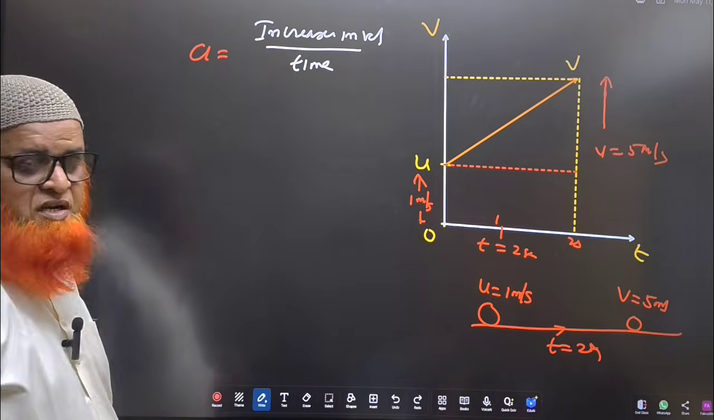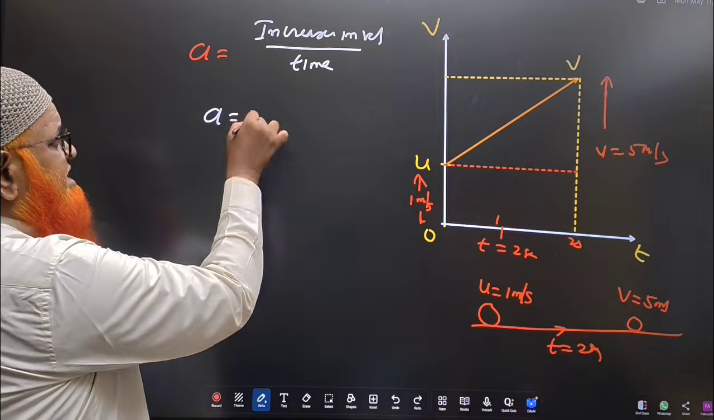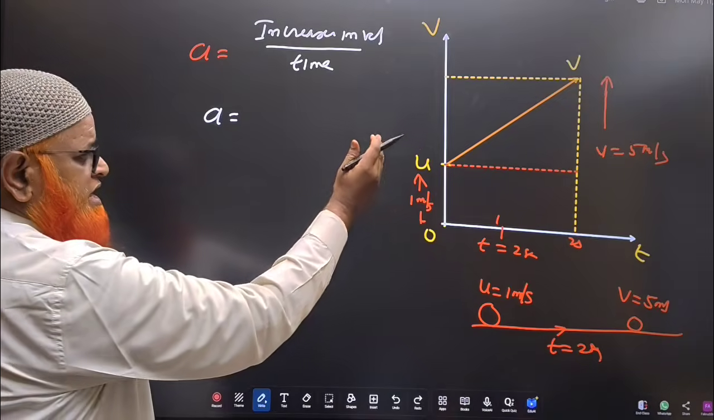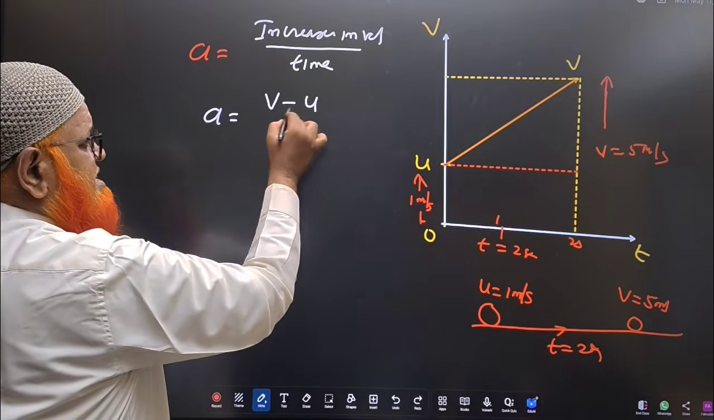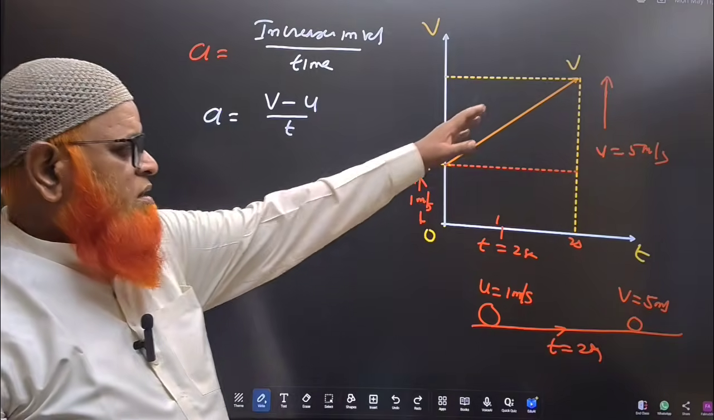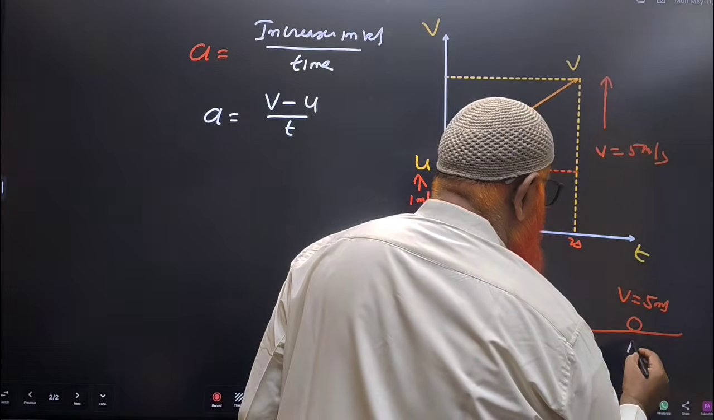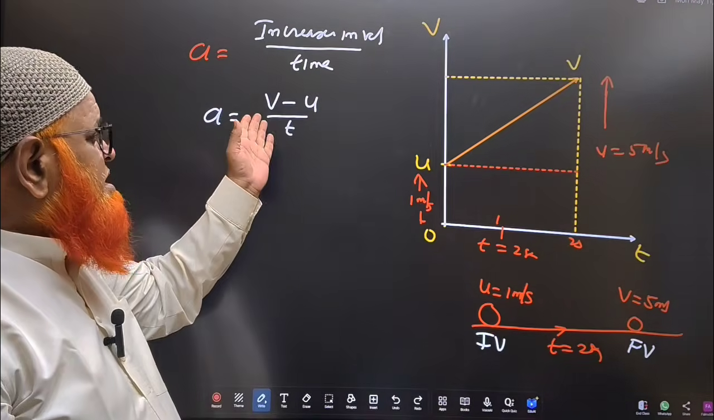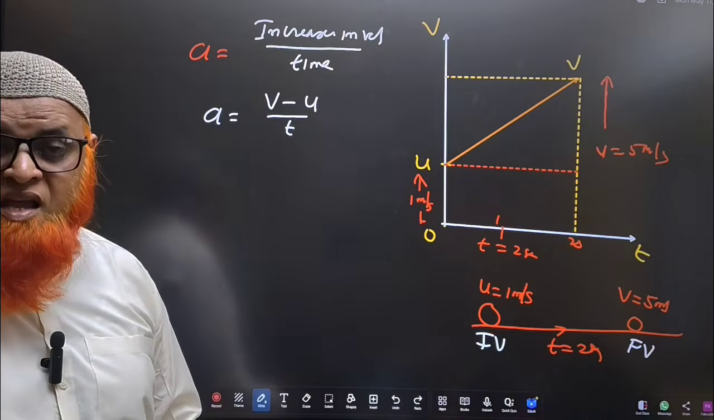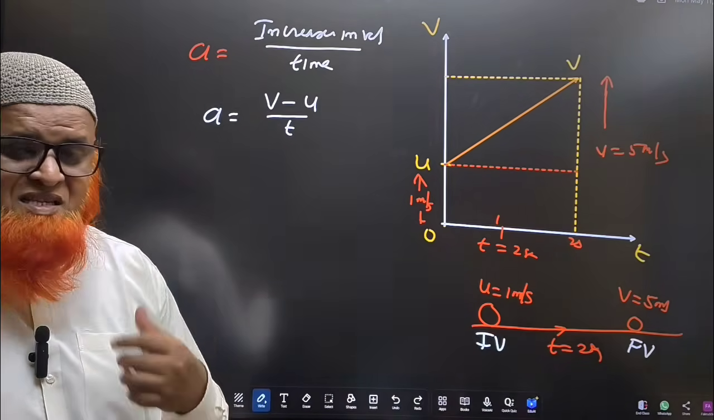So that acceleration, in general, we write as the increase in velocity. How much is the increase? It is moving from u to v. That means increase means final minus initial, divided by time. This is going to be the final velocity and this is going to be the initial velocity, isn't it? Now, change in velocity with respect to time, or increase in velocity with respect to time, is called acceleration.